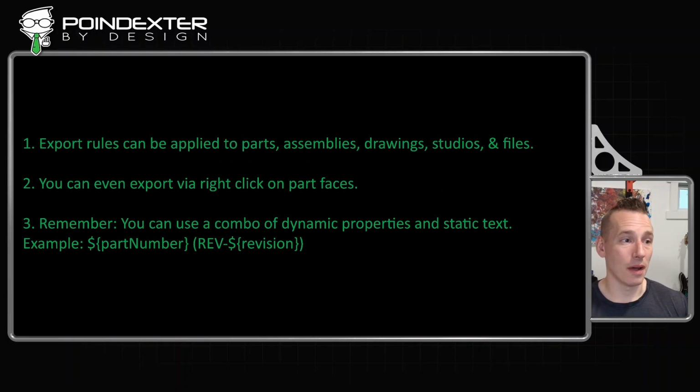All right, to sum up, you can apply Onshape export rules to anything you can export. You can launch the export function by right-clicking on a tab or a part face. More info to come on exporting flat patterns from the flat pattern viewer. And then additionally, just remember that you can use a combination of both dynamic properties or any metadata you have access to in Onshape and static text or a combination thereof. And here's the syntax on how to do that.